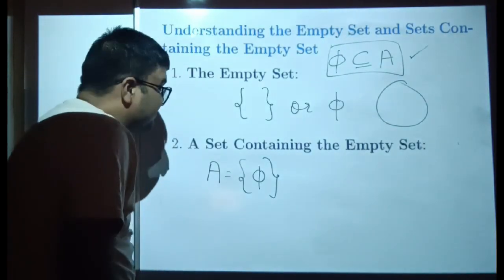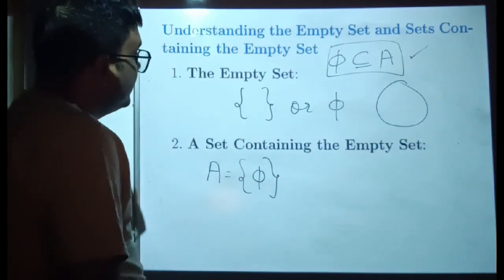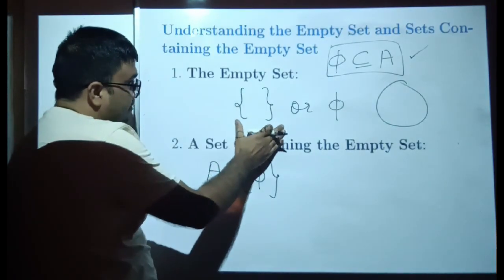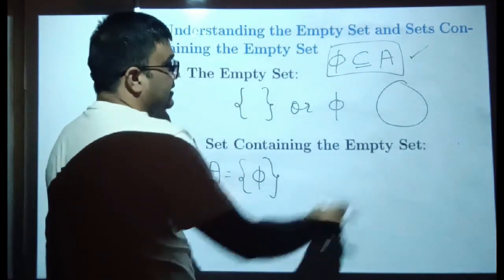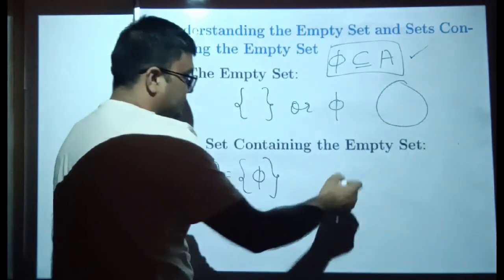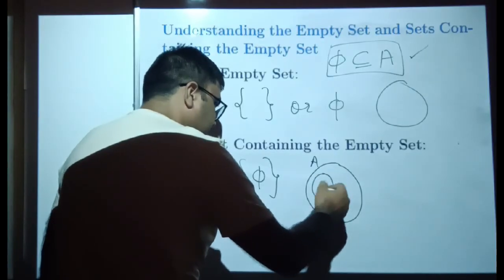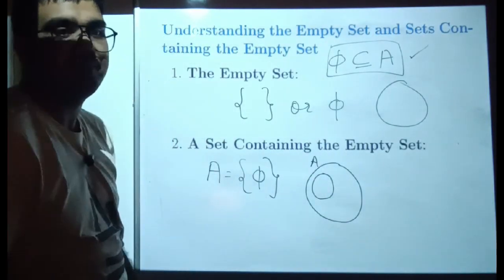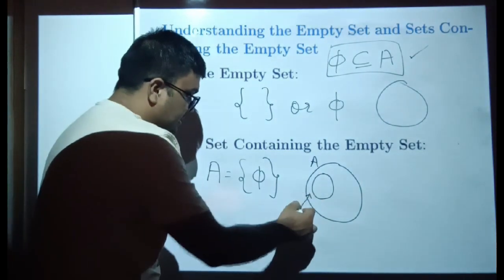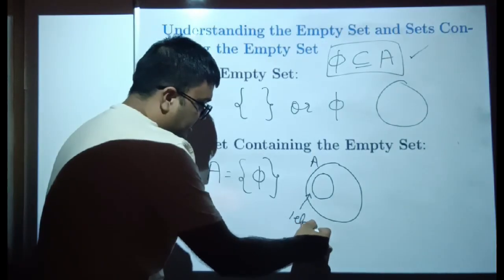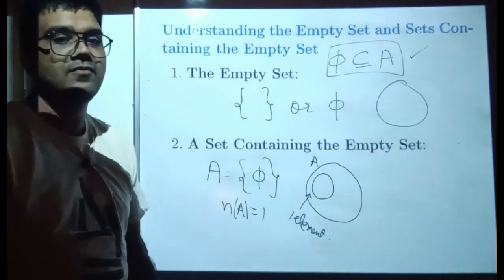Now try to understand this situation. One set I am writing this. This is the empty set. It has no element. One set I am saying it is a set having the empty set in it. This is a representation of empty set. We are saying we have a set A. It has an element in it which is empty. How many elements are there in this set A? It has one element. This set has one element. So number of elements in A is equal to 1.